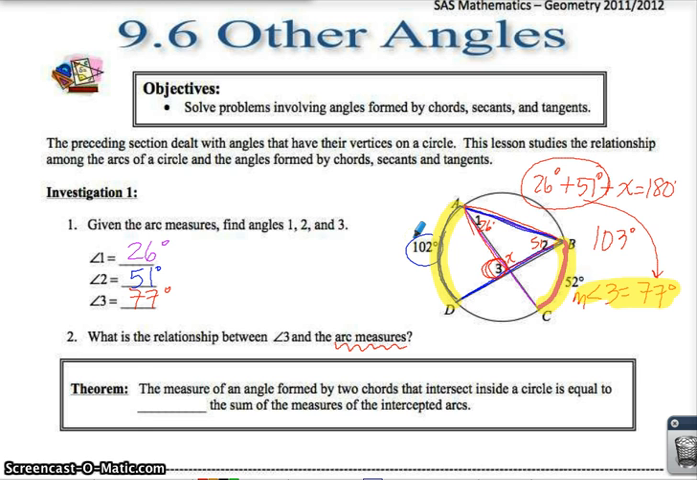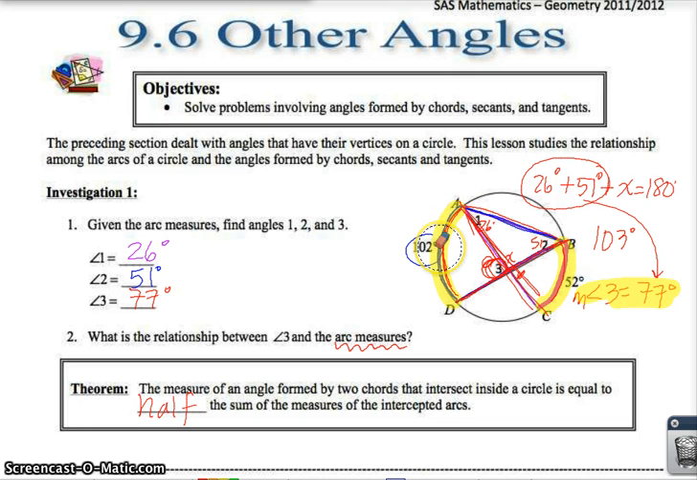So go ahead and read the theorem and see if you can figure out what needs to be filled in the blank. It says the measure of an angle formed by two chords that intersect inside a circle. So here are my two chords. They're intersecting inside the circle, is equal to half the sum of the measures of the intercepted arcs.